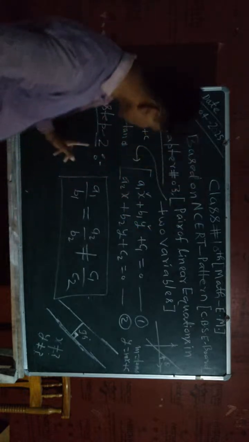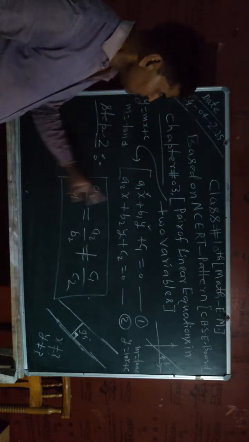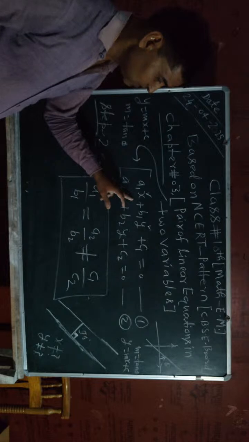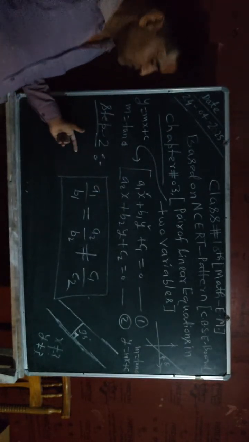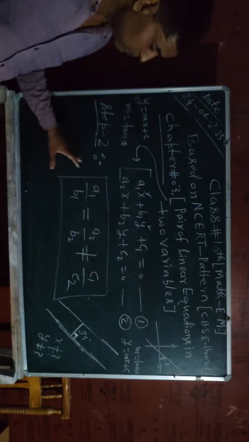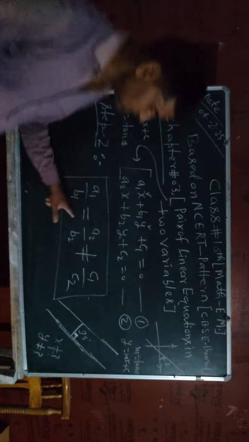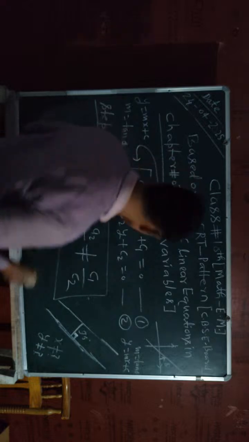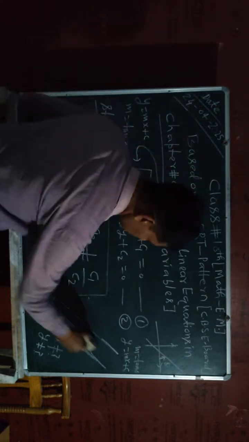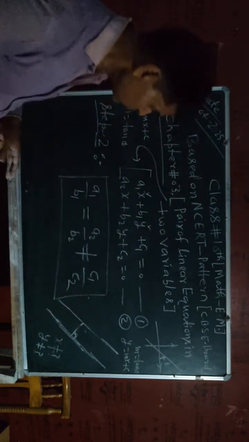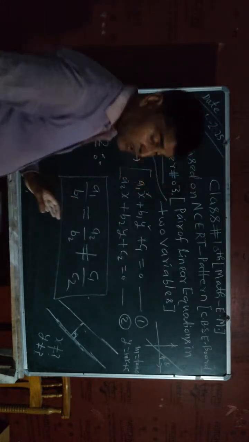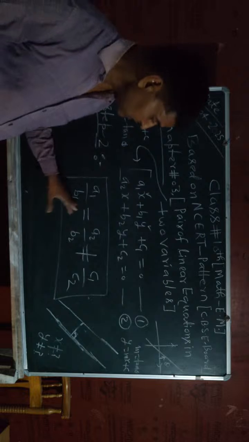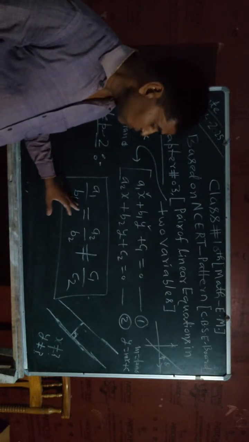So student must remember this condition in pair of linear equation in two variables. So this is the second step, second condition. Student has to remember this formula. Okay, student. So student also have to write this condition in your notebook for further revision.